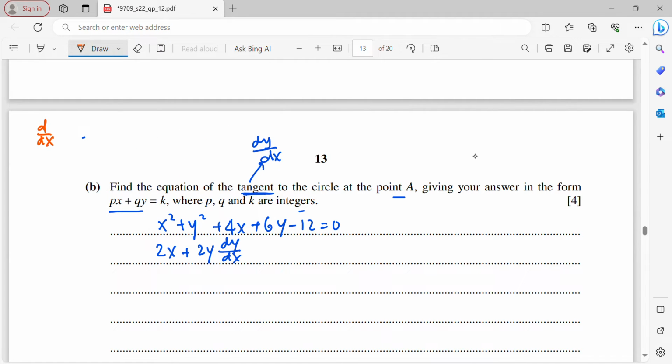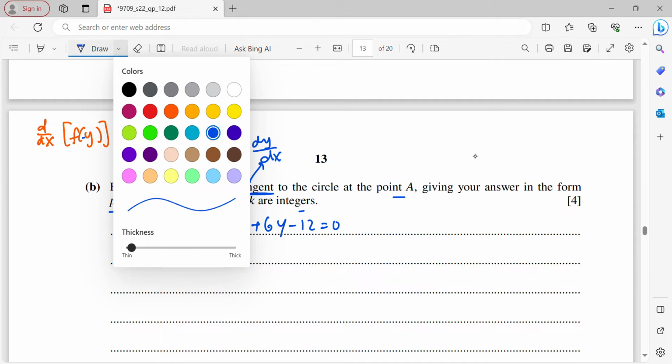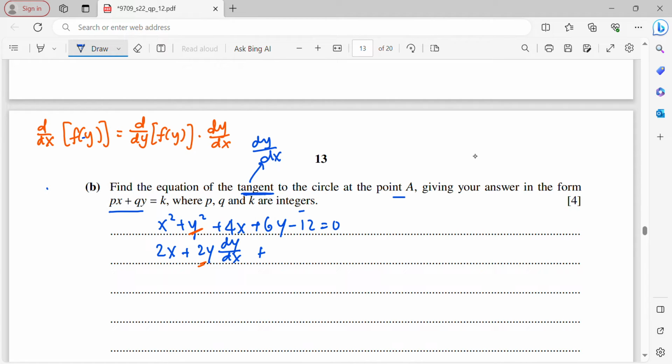Differentiate f(y) with respect to x. It will be differentiate f(y) with respect to y, then you times dy over dx. That's why when I differentiate y squared with respect to y, I'm getting 2y, then just times dy dx. So this is the chain rule. Then plus differentiate 4x is 4. Differentiate 6y with respect to y, it will be 6, then you times dy over dx. The negative 12 becomes 0 because no x.